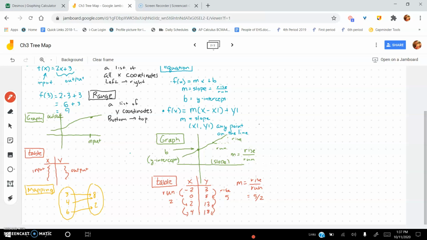You can also find the y-intercept in the table, which would be when x is equal to 0. So for this table, it's b equals 8. It's the y-coordinate when x is equal to 0.